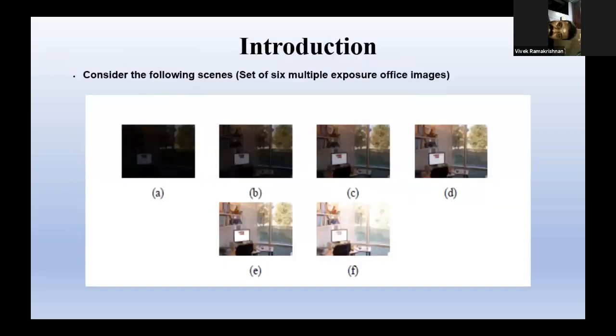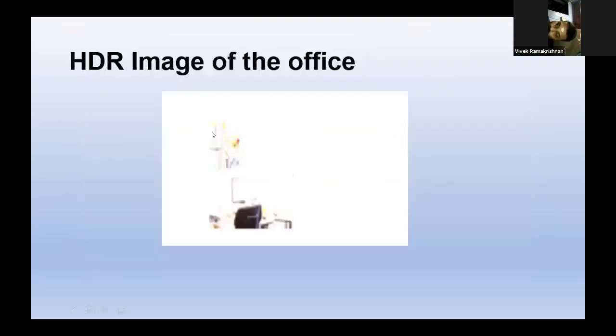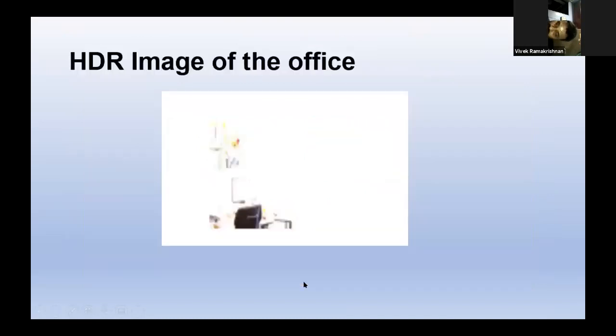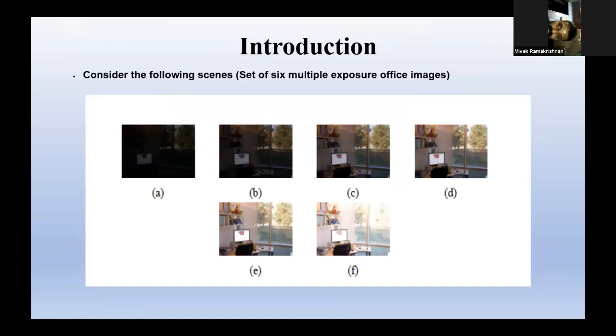So basically, we can see the set of 6 multiple exposure images here. What is the actual problem we have addressed? You can see the light conditions are not the same throughout the image. As you observe, some regions are highlighted properly, some regions are underexposed, and some regions are overexposed. If there is underexposure or overexposure, we tend to lose the image data.